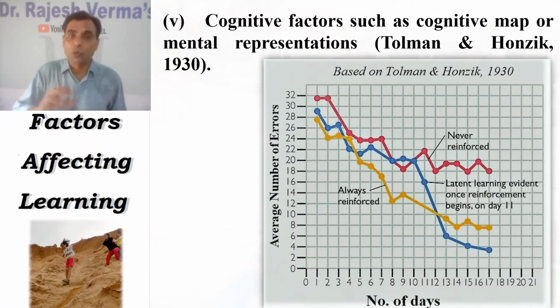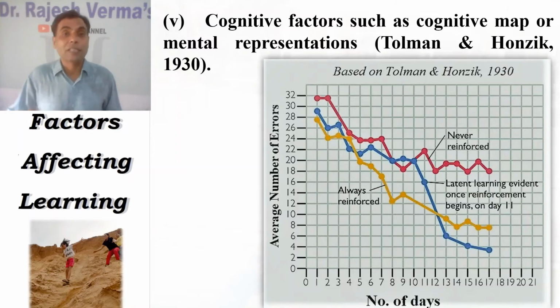The result of that yellow line is that the rats were continuously reinforced after each trial. In the case of the blue one, they were not given any reinforcement up to 10 days, but they were reinforced after the 11th day. Whereas in the red line case, these rats were never reinforced. So you will find on the x-axis there is number of days, and on the y-axis there is average number of errors. It's a dramatic experiment.